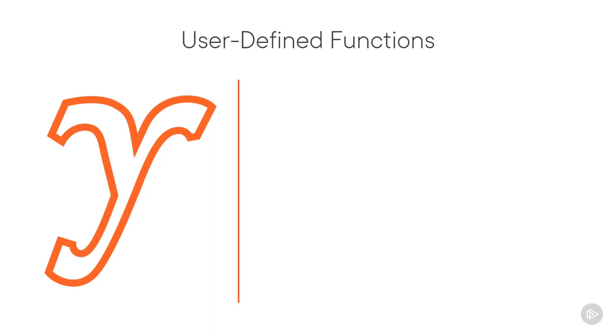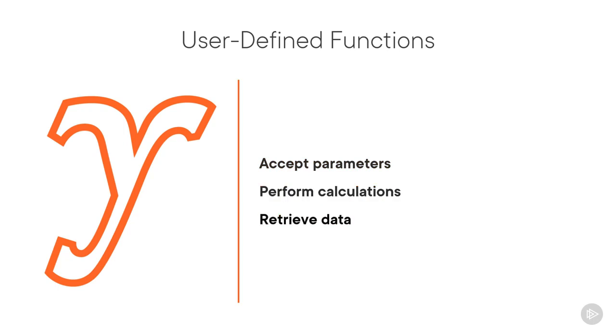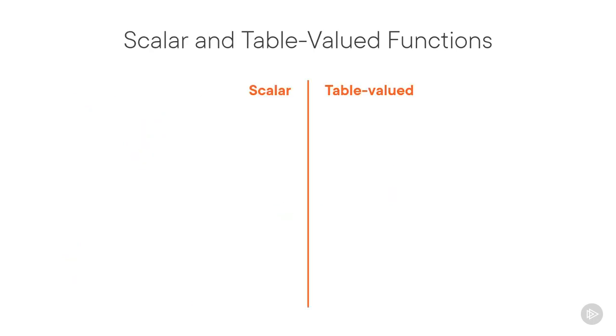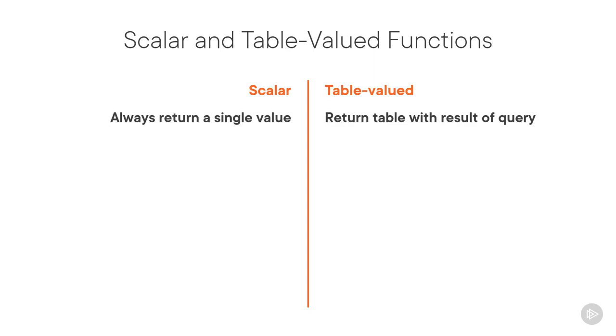And now let's take a look at mapping user-defined functions. Just like a stored procedure, a user-defined function accepts parameters, and based on those it executes certain actions, such as performing calculations or retrieving data. There are two types of user-defined functions that we can create in SQL Server: scalar functions and table-valued functions. Whereas the scalar-valued function always returns a single data value, a table-valued function returns a table containing the result set from the query inside the function.